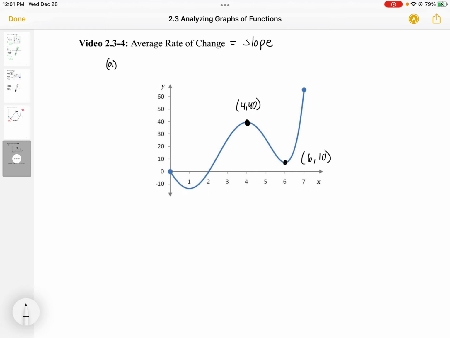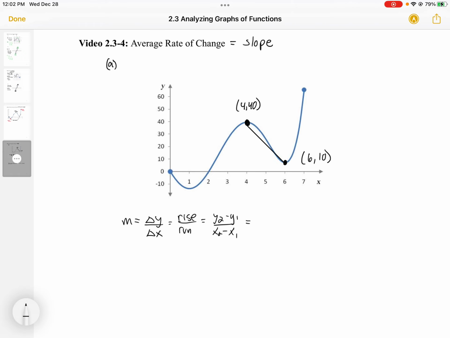Let's say the question says, find the average rate of change between these 2 points. So we're just going to find the slope of the line that connects those 2 points. Okay, that is the slope of that straight line. So the function itself is curved, but the average rate of change can be approximated using the slope of that straight line. So remember our slope formula. It is the change in y over the change in x, often referred to as the rise over the run, or given the formula y2 minus y1 over x2 minus x1.